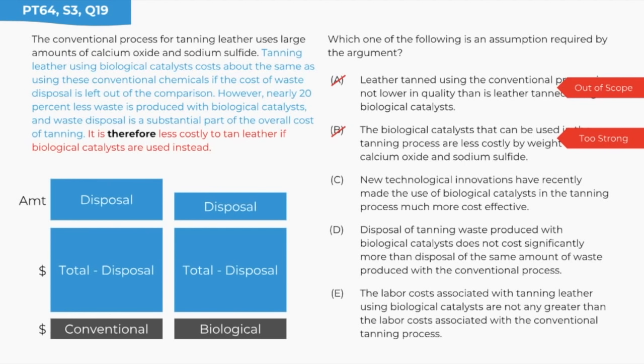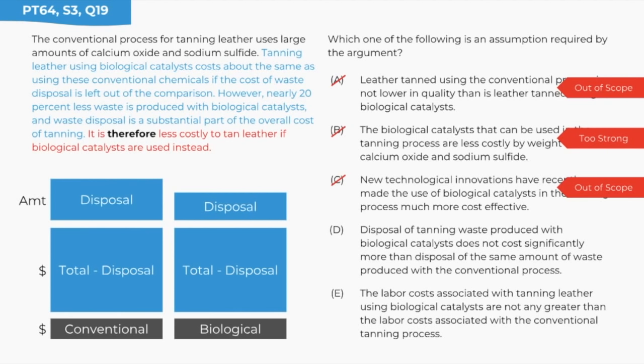Like that comparison between what the cost is today versus before doesn't really matter. So we can get rid of C as out of scope. Answer choice D, disposal of tanning waste produced with biological catalysts does not cost significantly more than disposal of the same amount of waste produced with the conventional process.